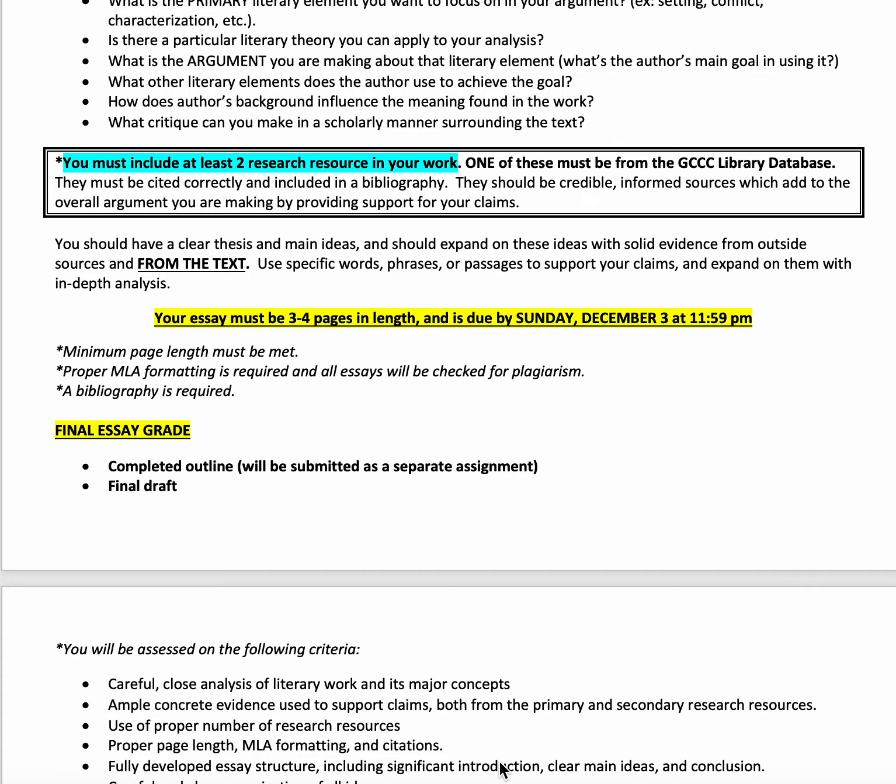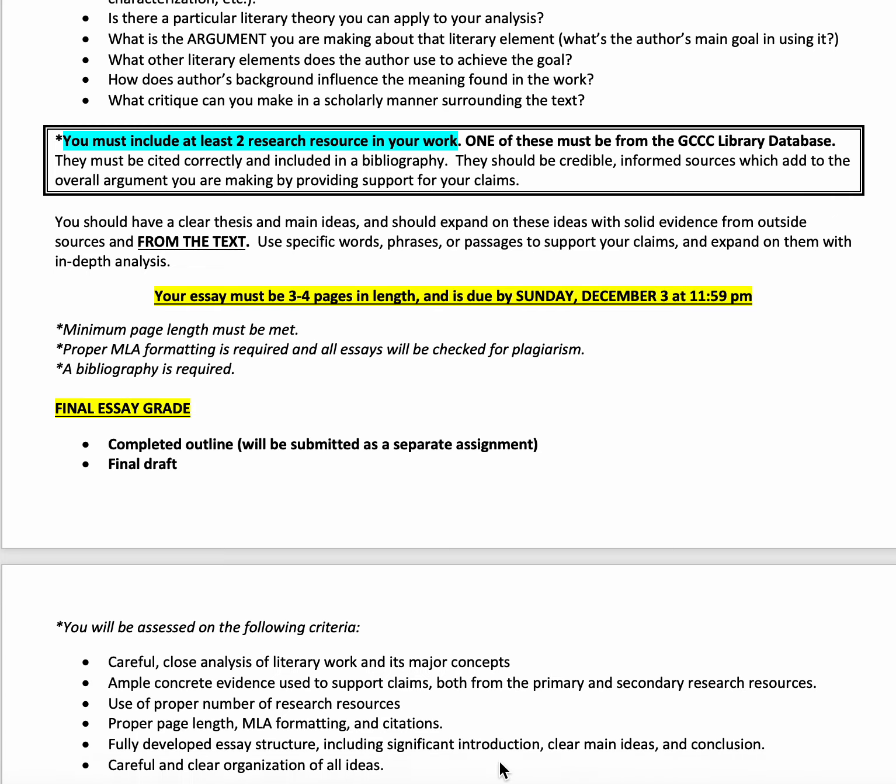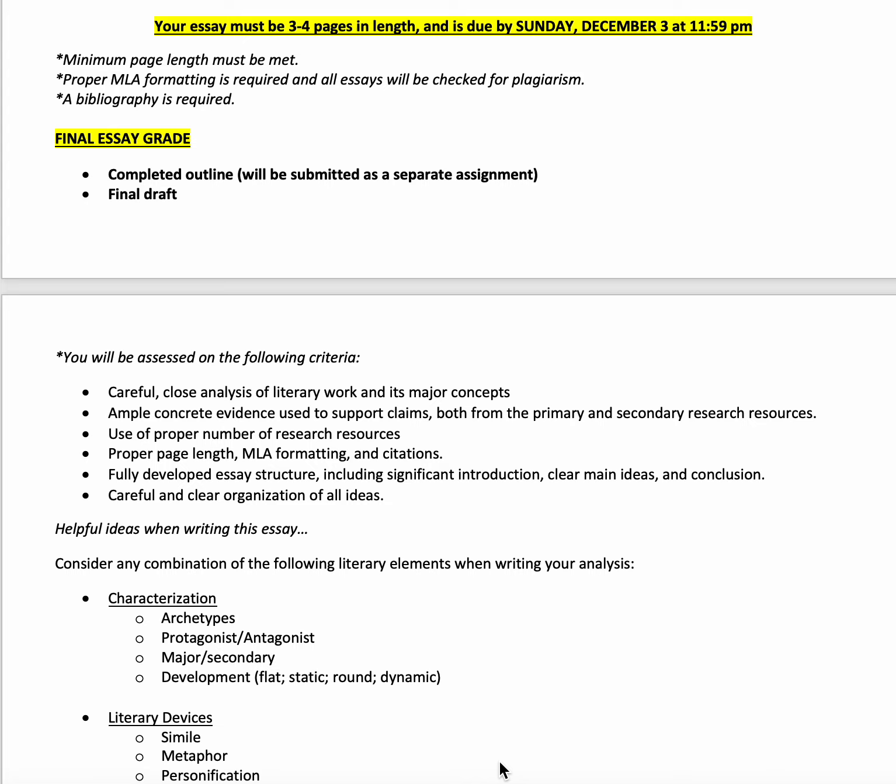So it's designed to help boost your grade even just a little bit more, give you those 10 or 15 points. And then the final draft should include good close analysis of the work and its major concepts, good evidence to support your claims from the primary and secondary sources, proper number of sources, proper page length, MLA formatting and citations, a fully developed essay structure including an intro, main ideas, and a conclusion, and careful, clear organization of all your ideas.